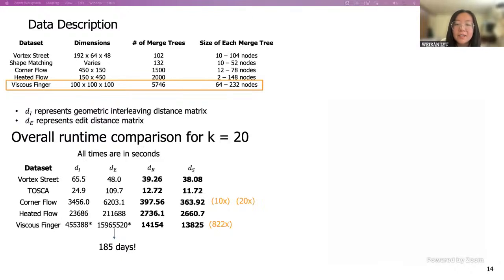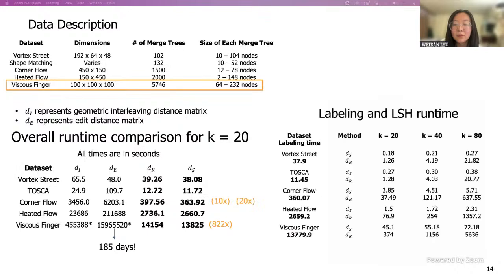Furthermore, as we dive into the runtime analysis, we separate the labeling time from the LSH comparison time. The labeling time is highlighted in bold under the dataset name. It is a one-time pre-processing step for all merge trees to generate labels. We found that the labeling process is the predominant factor in the overall runtime, especially for subpath signature, and it is indeed the bottleneck.